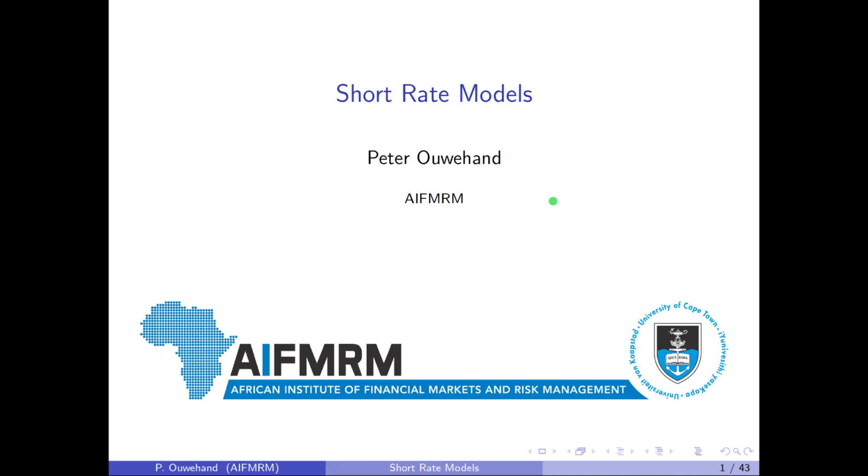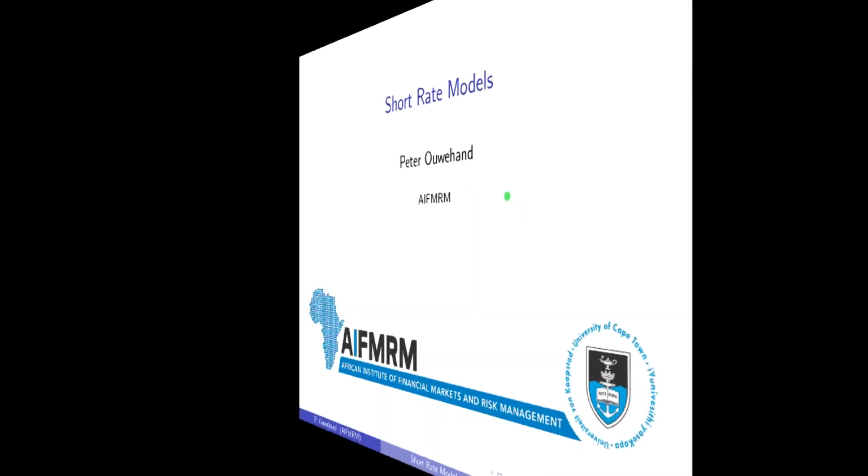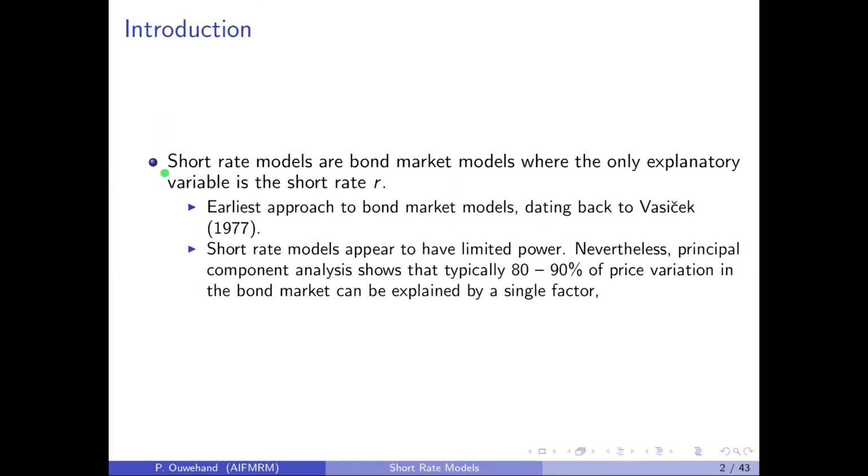So let's start. This particular video is concerned with the derivation of the aforementioned term structure PDE. Short rate models are bond market models or term structure models where the only explanatory variable is the short rate R, i.e. the instantaneous forward rate right now. This is the earliest mathematical approach to bond market models, dating back to the Vasicek model in 1977. Recall that the Black-Scholes model was published in 1973.